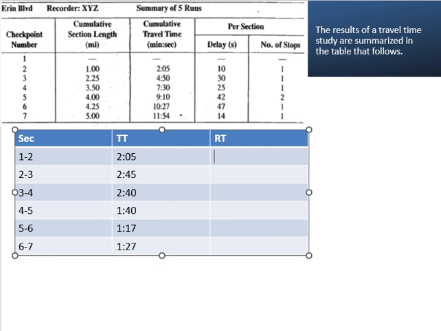Then we are required to calculate the running time as well. What is the difference between travel time and running time? Running time is without delay, travel time is with delay. So I asked you to subtract the delay, which is already given for each section, and calculate the running time. The first one will be how much? 2:15. So subtract the delay: 1:55.